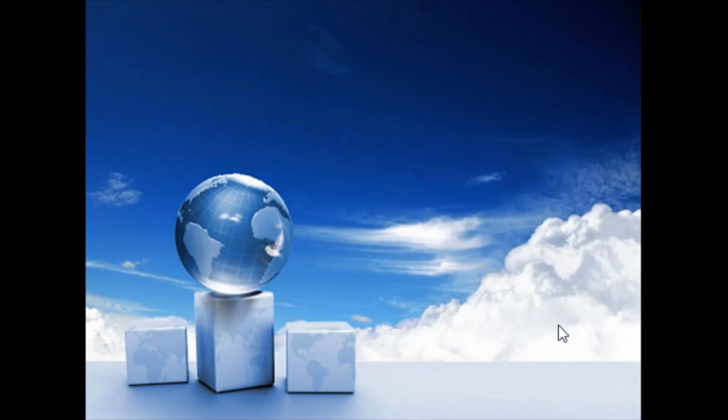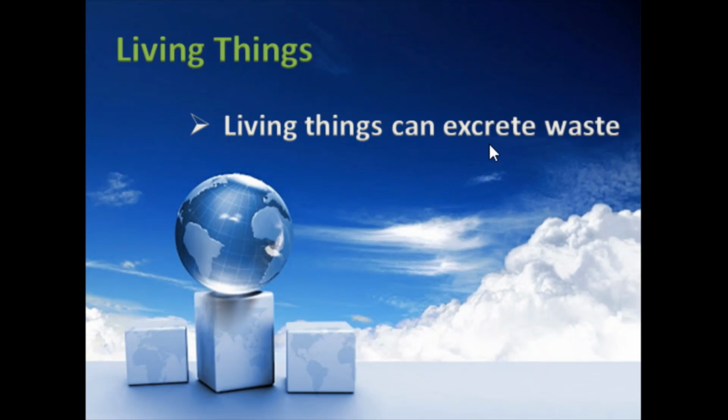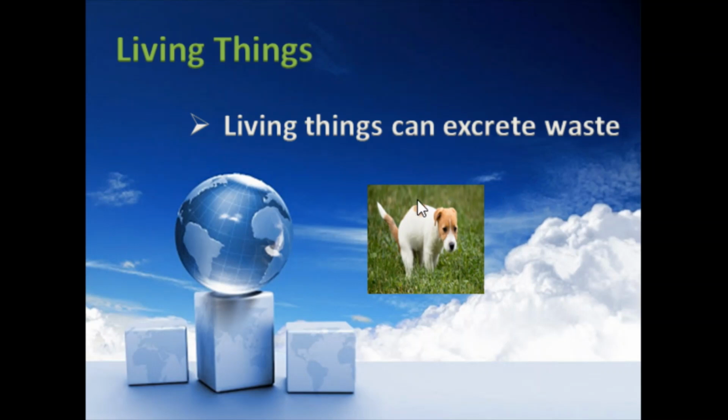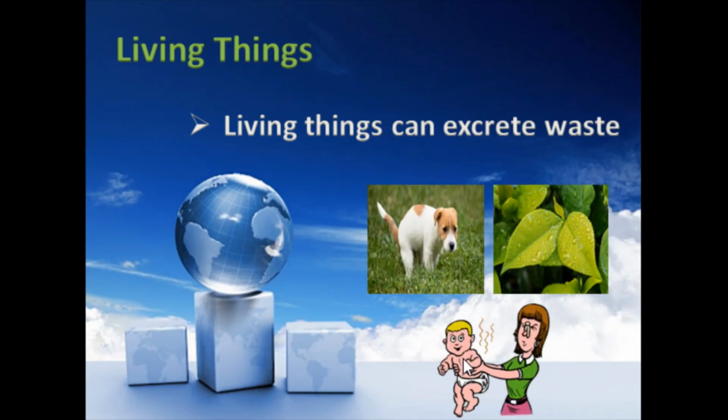Fifth, living things can excrete waste. Your turn. Very good. Example: animals like dogs can get rid of their waste. Plants as well. People as well. Living things can excrete waste. Can you follow?